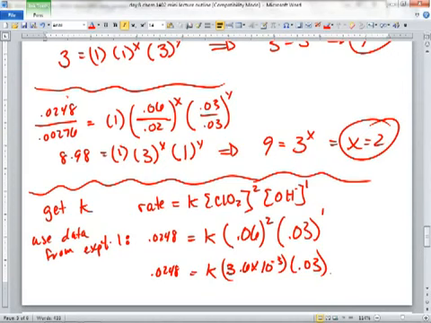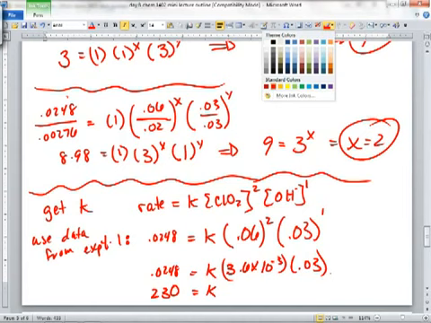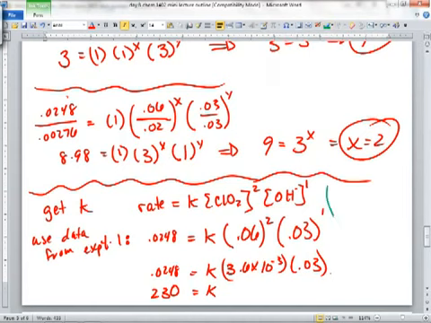So if you do this right, somewhere around 229, 230. Okay? But really not quite done because they want the rate law. So you should really write it. Rate equals, now what's K? 230.